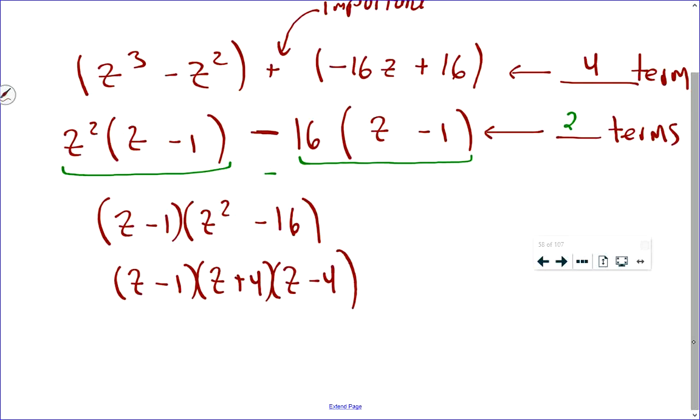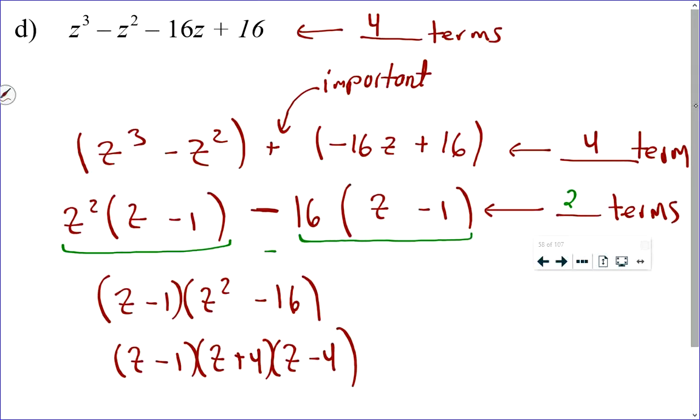And as I said, just to finish this one out, not all four-term polynomials are factorable using that method. If they were, then we might be able to get away with doing this more often than the factor theorem for you Math 30 people. But we can't. Any questions with D?